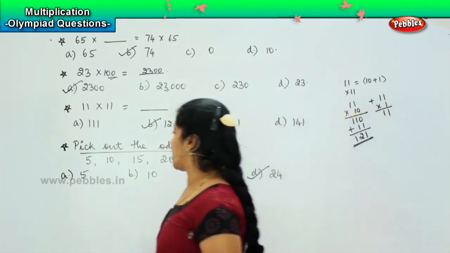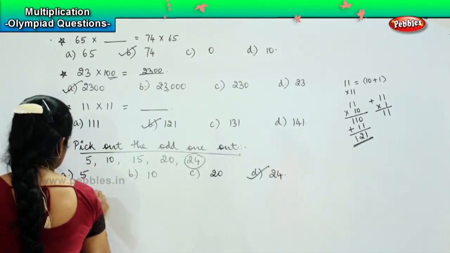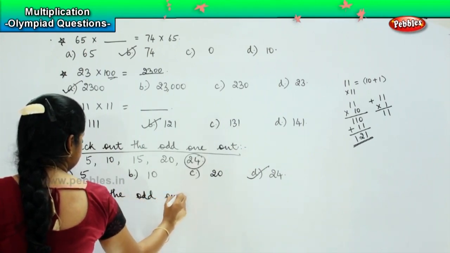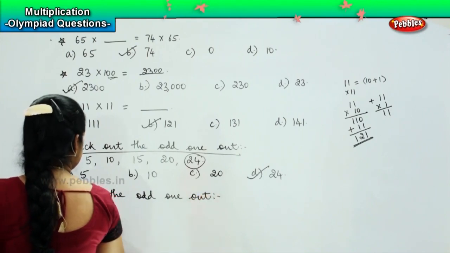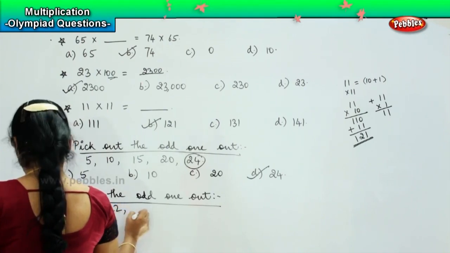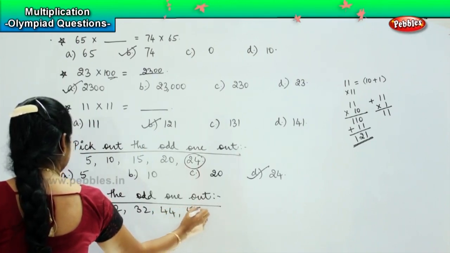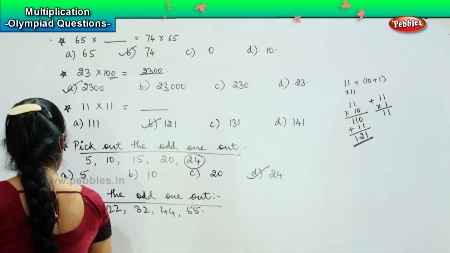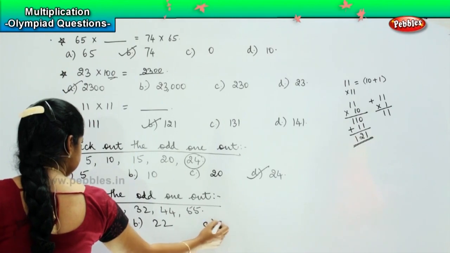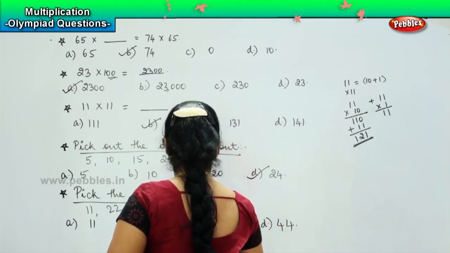Okay. So here is your next one. The question says, again, pick the odd one out. And your numbers are 11, 22, 32, 44, 55. And your options are option A 11, option B 22, option C 32, and option D 44.